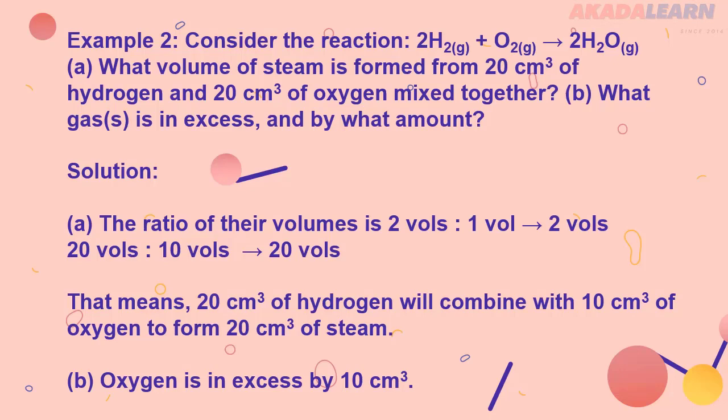The B part of the question. Oxygen is in excess by 10 cm cubed. Don't forget, in the question you were given 20 cm cubed of it. Only 10 cm cubed was used. So 20 minus 10 will leave us with another 10 cm cubed.